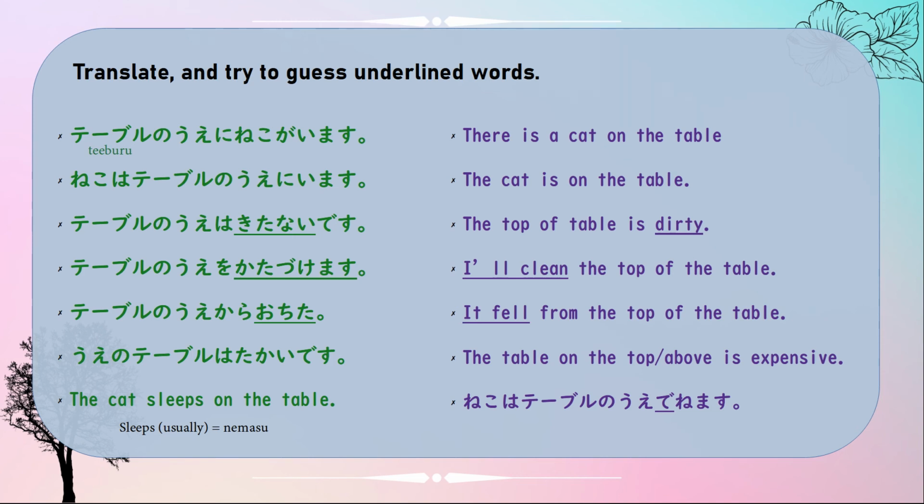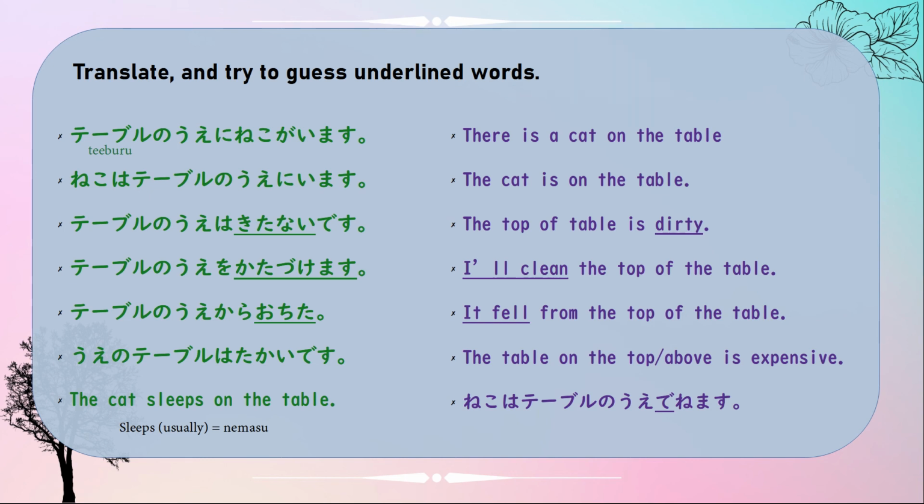It's to understand that since you have a wa, you can't translate it as on the table because it becomes the theme. So concerning, for example, the top of the table, and since it's a wa desu sentence, teiburu no ue wa is what you're talking about, and kitanai desu is some information about teiburu no ue. This is the wa desu structure. You indicate something that you want to talk about, and then you give some information about it. So the top of the table is dirty.